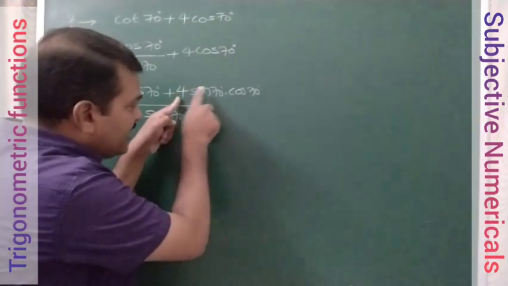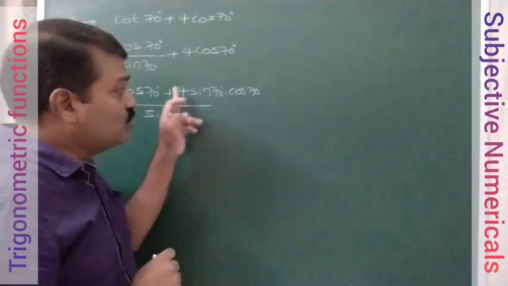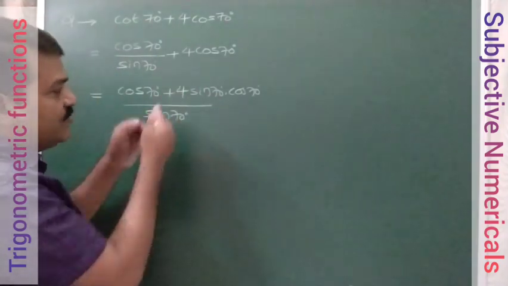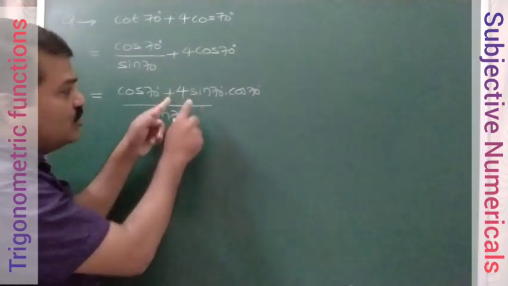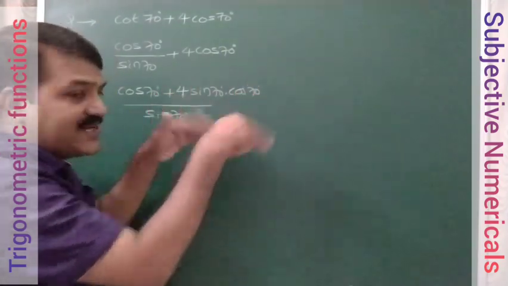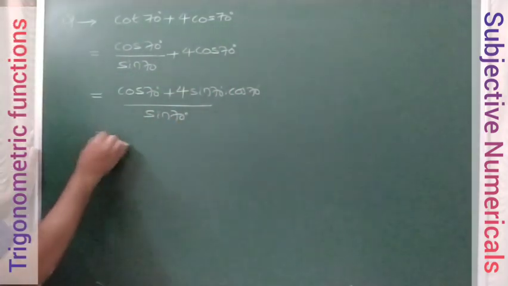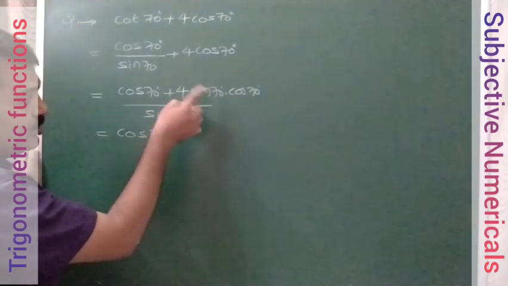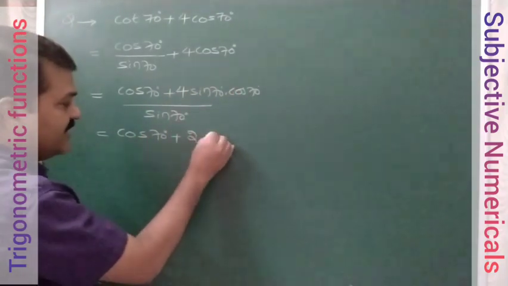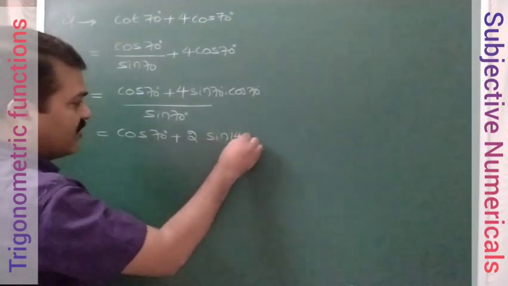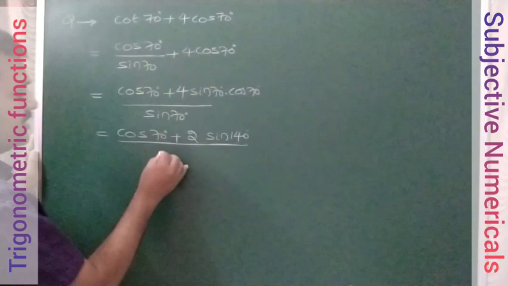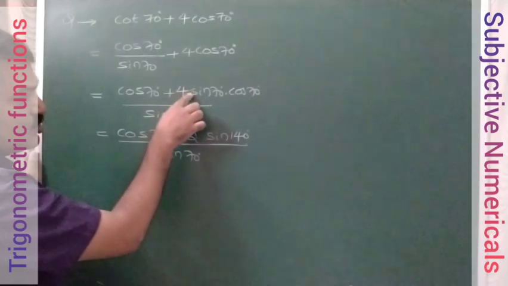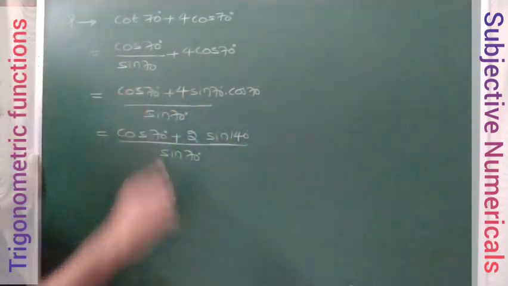Now 2 sin 70 cos 70 will be the 2 sin A cos A model. So of course we have 4 here. If you separate this 4 as 2 into 2, 2 sin A cos A is going to be sin 2A. So therefore this is cos 70. Write 4 as 2 into 2. 2 sin 70 cos 70 is going to be sin 140. So remaining everything we are keeping as this.